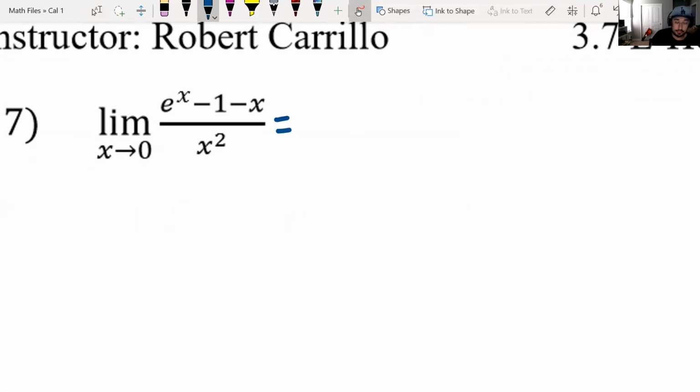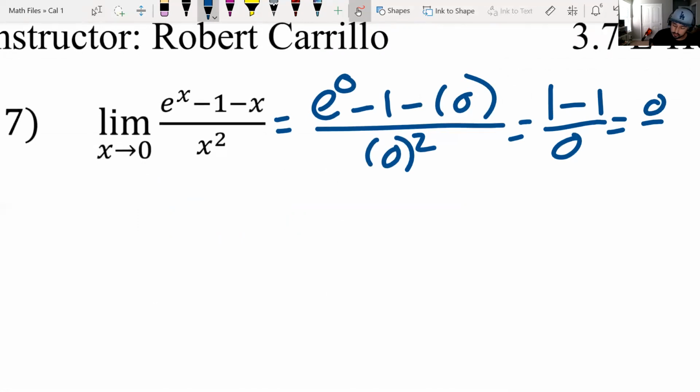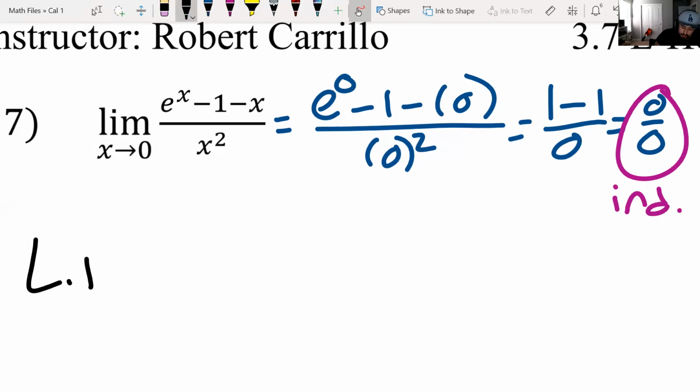So, apply L'Hopital's. Well, no, sorry, not apply L'Hopital's. Plug in 0. E to the 0 minus 1 minus 0 over 0 squared. That's 1 minus 1 over 0. So again, 0 over 0. So indeterminate. Bring in the L'Hopital's.